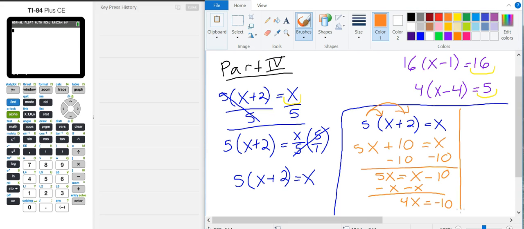Now we want to divide away the coefficient of x. 4x is equal to negative 10. We want to divide away that 4, so we have just x alone. And x is equal to, these 4's cancel, negative 10 over 4, which can be reduced. 10 and 4 are both divisible by 2, so negative 10 divided by 2 is negative 5, 4 divided by 2 is 2. X is equal to negative 5 over 2. Of course, you would want to plug in this answer, check it to make sure it is correct, but for this question, it is correct.